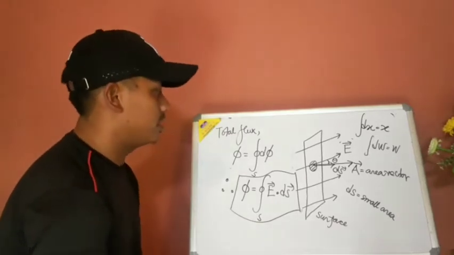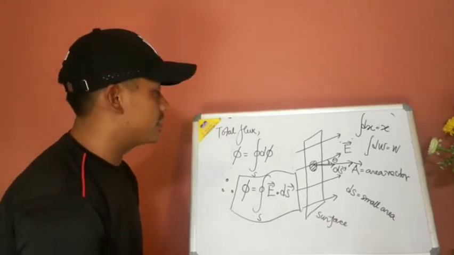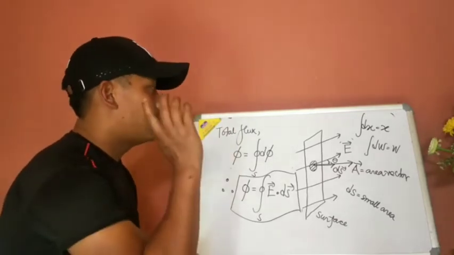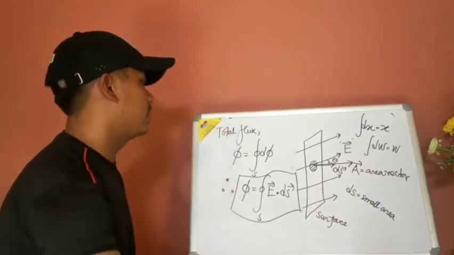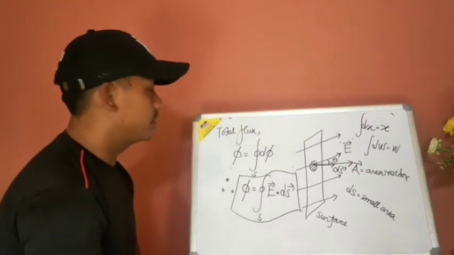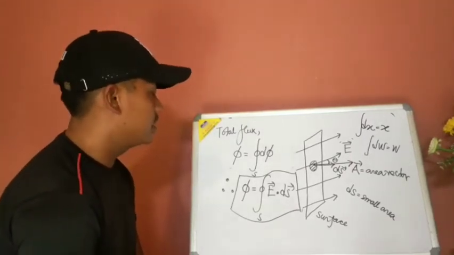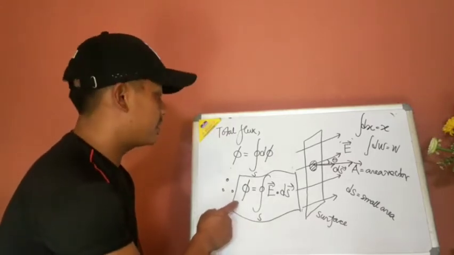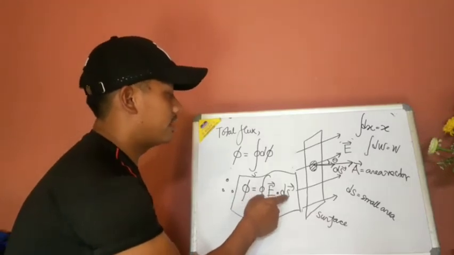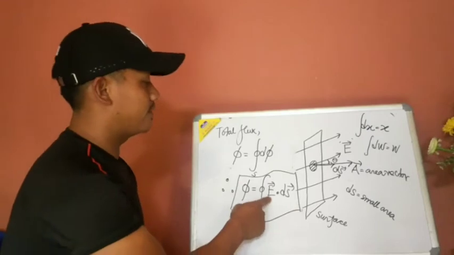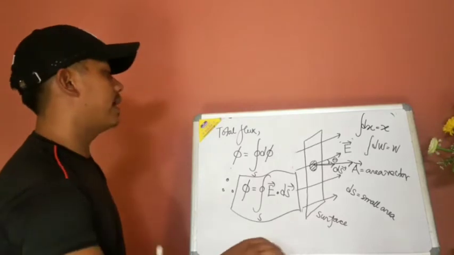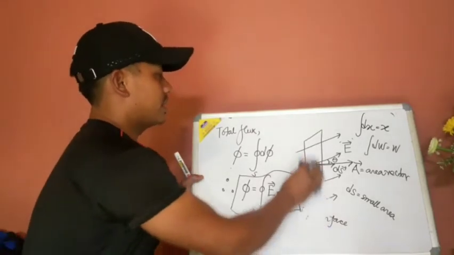And depending on the situation, whether the given charge is a continuous distribution or non-continuous, discontinuous, we are going to use either the first one or the second one. This electric flux can also be expressed in terms of integration as the closed surface integral of E vector dot ds vector. What is E vector? Electric field intensity. What is ds vector? Area vector. Alright.